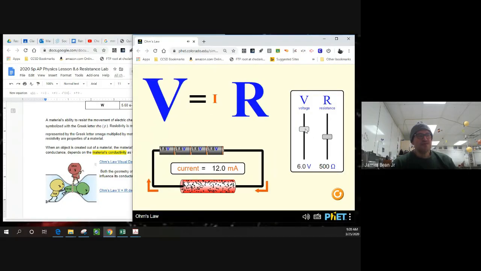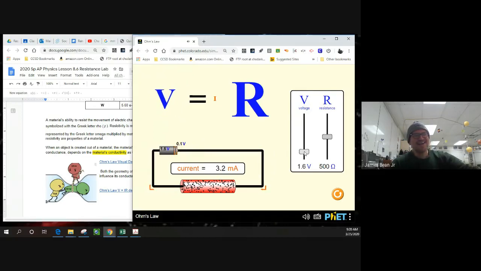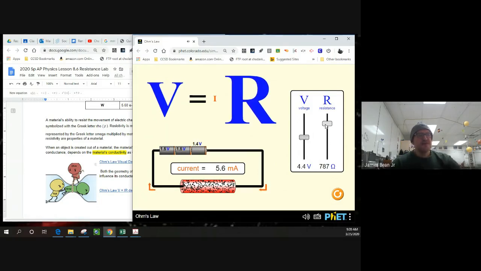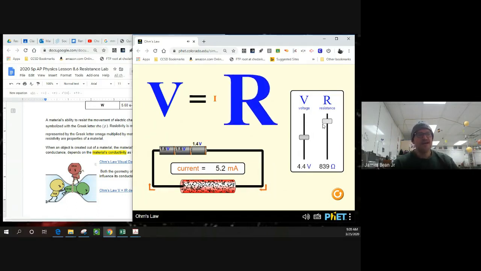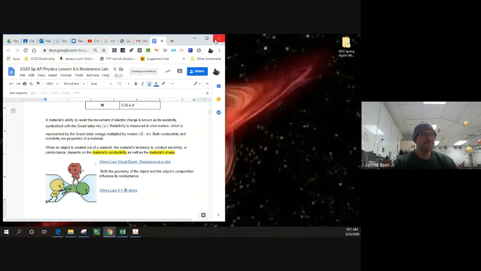So if I increase the, notice how voltage and current are kind of proportional to each other. If I increase the resistance, the current goes down. If I increase the current, or if I reduce the resistance, the current goes up. They're kind of sort of inversely proportional to each other. So you may want to play with this and see if that helps you or gives you some more insight.